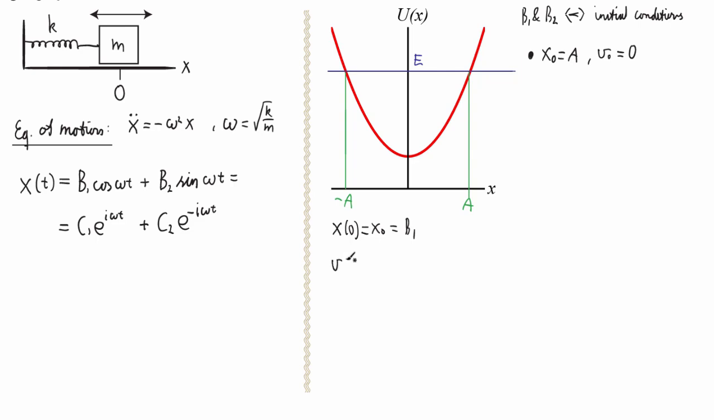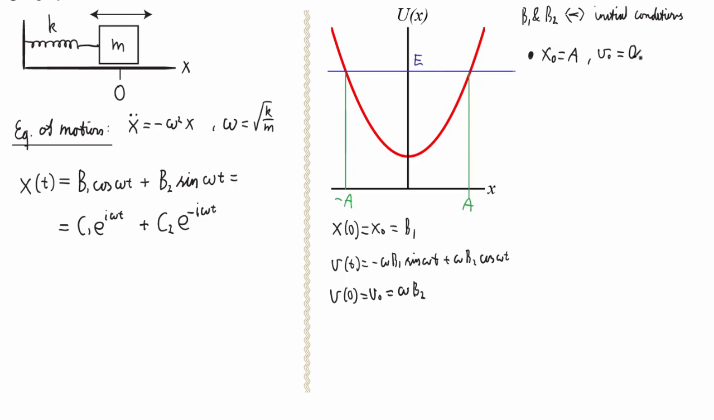Then let's find an expression for the velocity as a function of time. We just have to take the time derivative of this expression. So that becomes minus omega b1 times sine omega t plus omega b2 times cosine omega t. So v at time 0, v0, is therefore equal to omega b2.